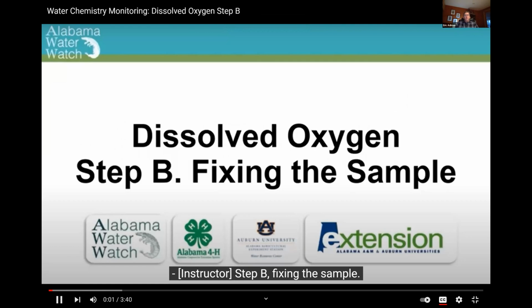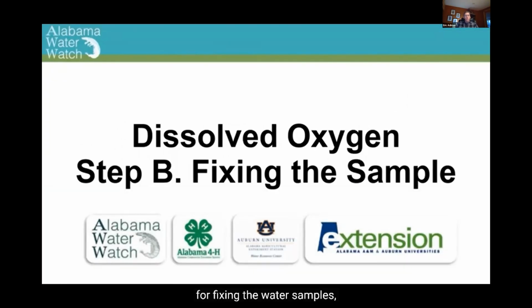Step B, fixing the sample. This video will show the proper method for fixing the water samples so that you can complete the test and determine the average dissolved oxygen of the water sample.